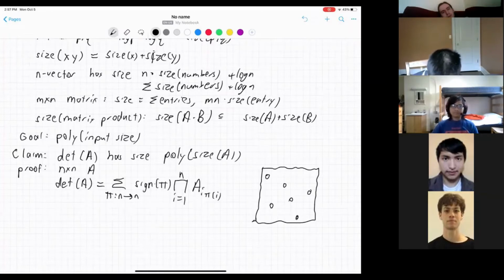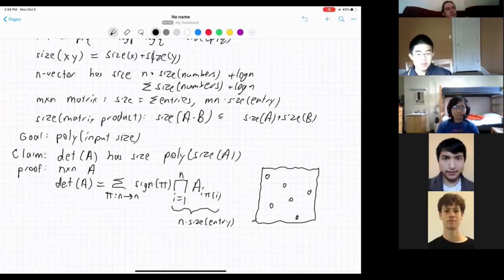Okay, so this is not a formula that you would want to compute in practice, right? It has n factorial terms in it, so it's not polynomial time to compute, but it is a very nice formula for analytic purposes. So since we can write the determinant this way, what does this tell us about the size of the numbers? Well, what's the size of one of these products? N times the size of an entry. Exactly. So one of these products is going to have n of our numbers in it. So its size is n times the size of an entry.